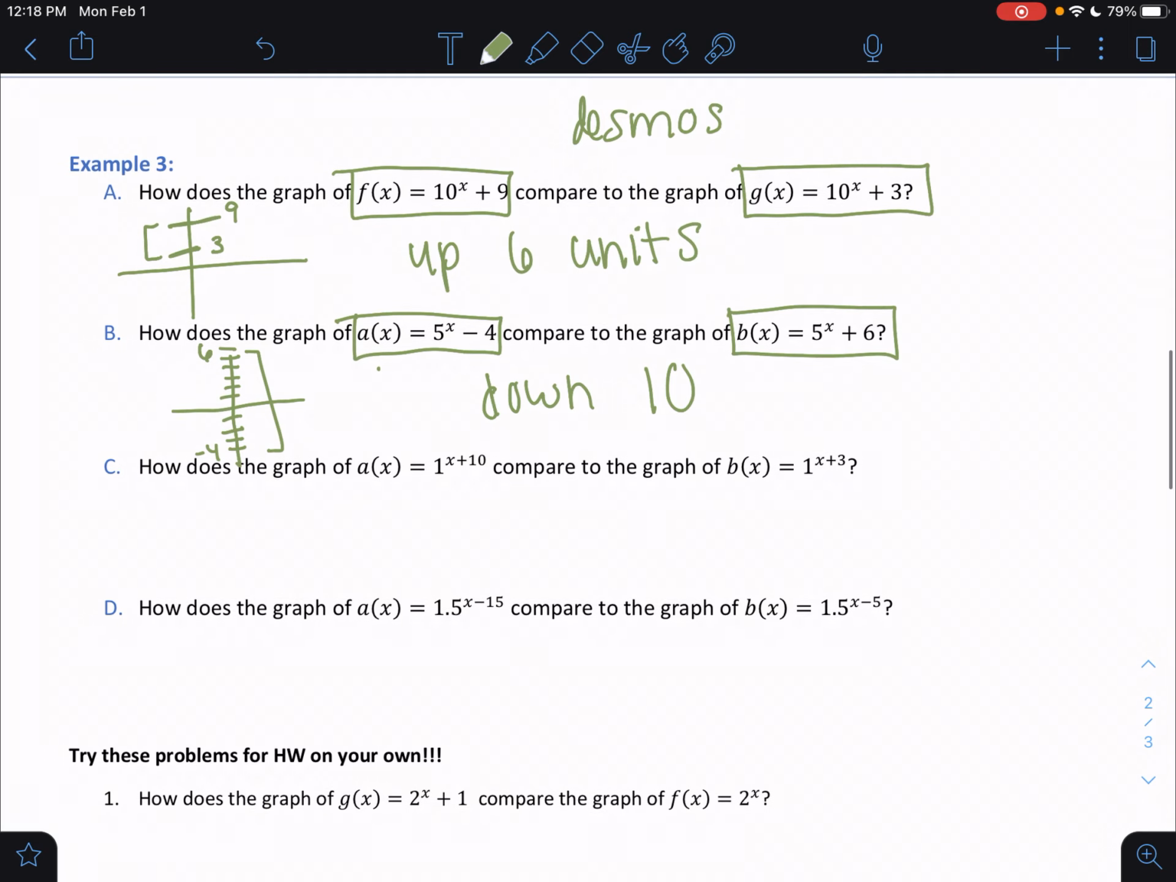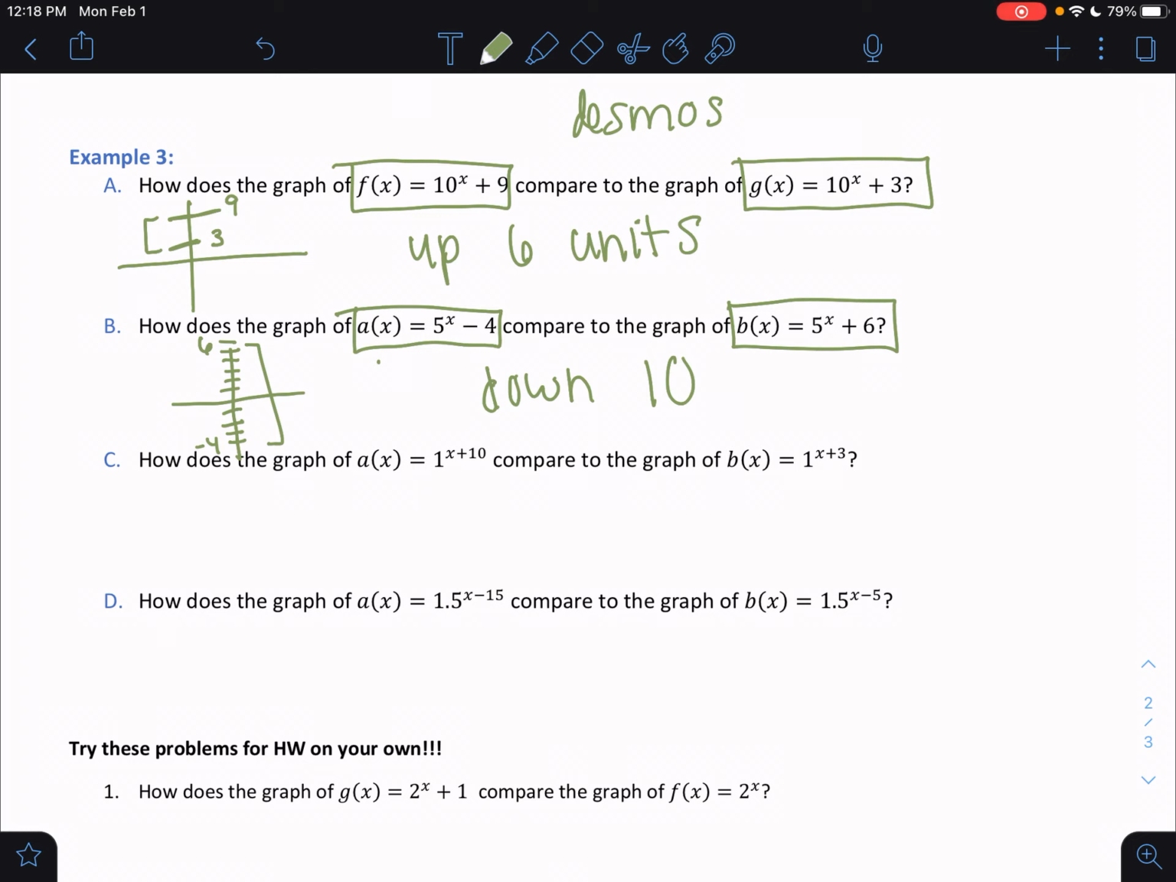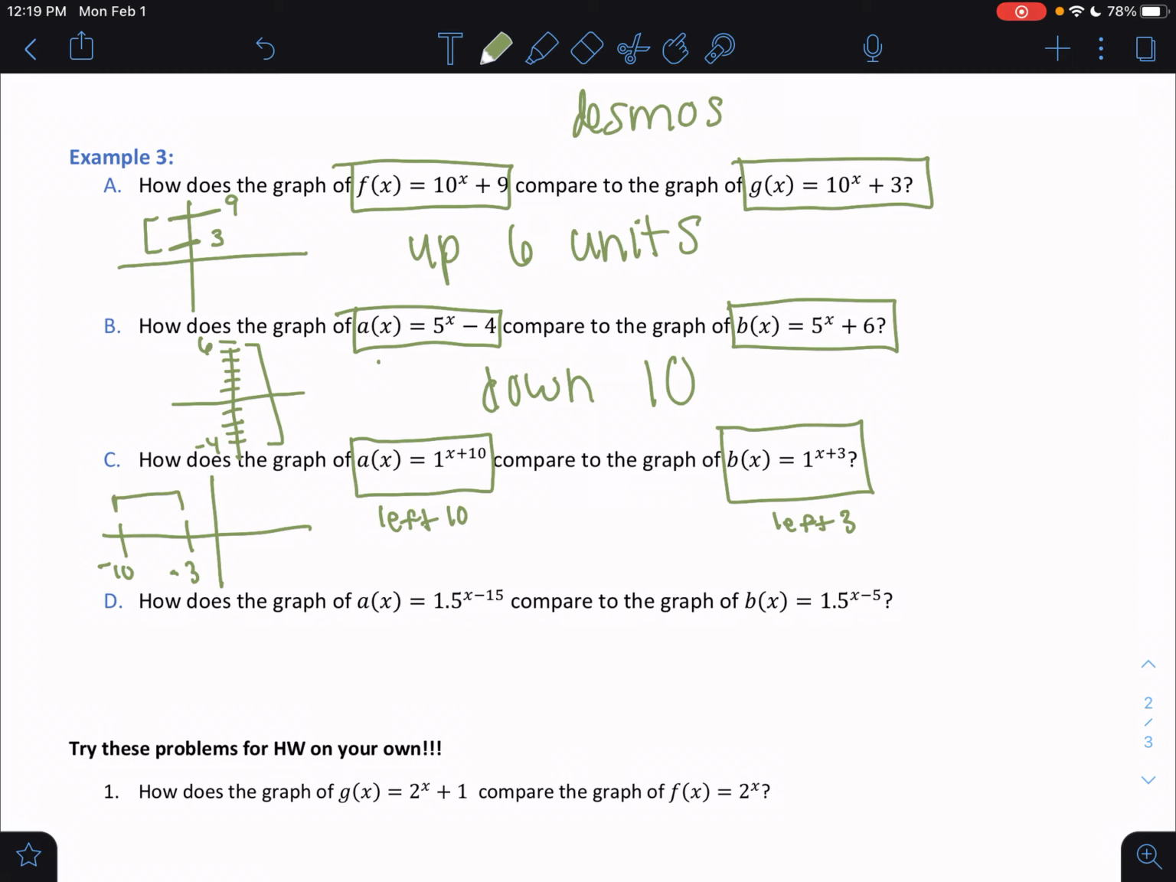Okay, C and D have a change in what? In the exponent. So we're going to be going left and right. But remember, it's kind of opposite. So for this one, we're actually going left 10. And for this one, we are going left 3. So again, I can draw that as a visual here. I went left 10 and left 3 for 1. So what is my change here? Left 7.